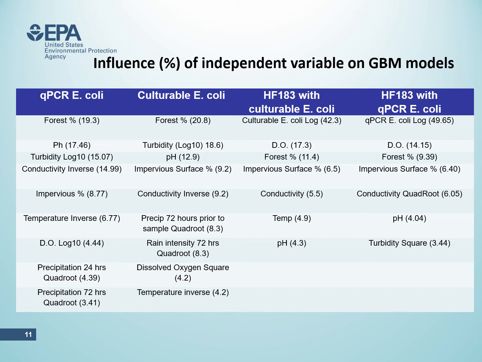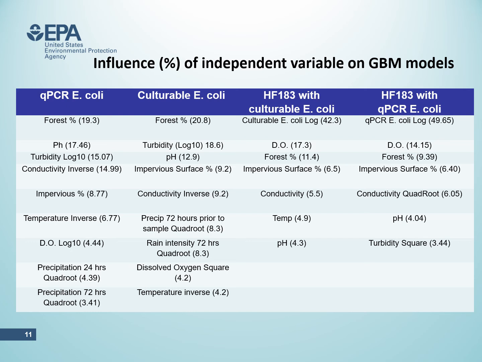In this next table, I am presenting the influence and the percentage of the influence of each independent variable that got picked up by the GBM model, since they were the better models to perform. It is relevant to see that for both E. coli, the molecular and culturable, the percent of forest coverage has about 20% of influence on the model, followed by pH and turbidity for both types of indicators.